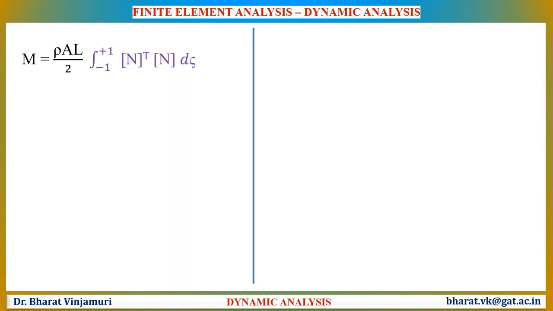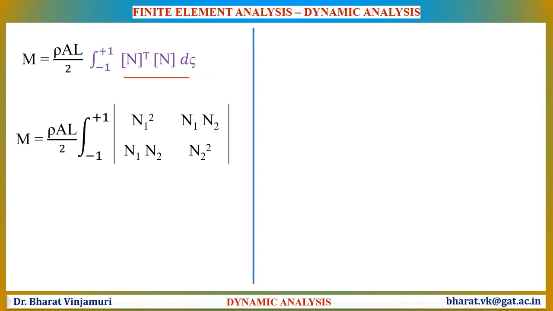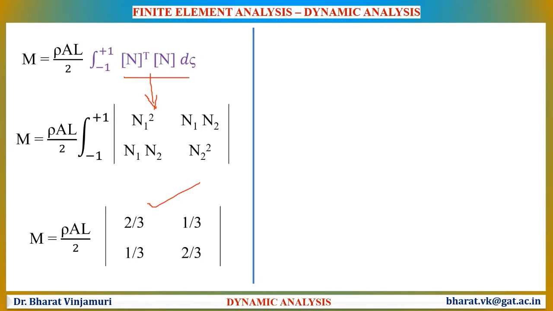So, thus the value of consistent mass matrix is rho L by 2 times the integral from -1 to +1, and the multiplication of shape functions can be seen here. This multiplication of shape functions will result in a 2 cross 2 matrix, and by finding the value of each term and substituting in these elements, we end up getting the value of m equal to rho L by 2 multiplied by the matrix as you see on the screen.